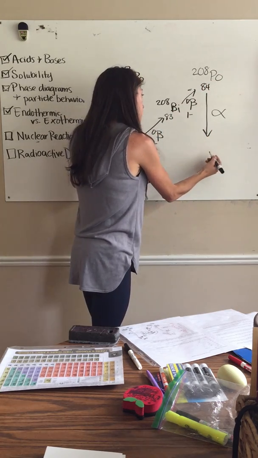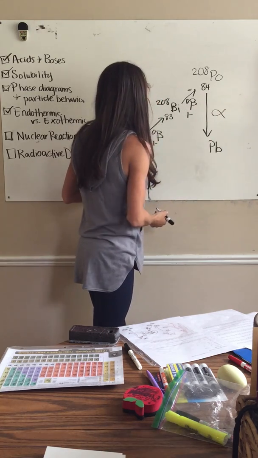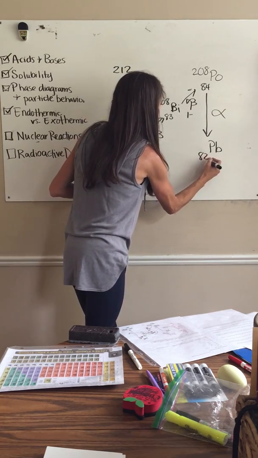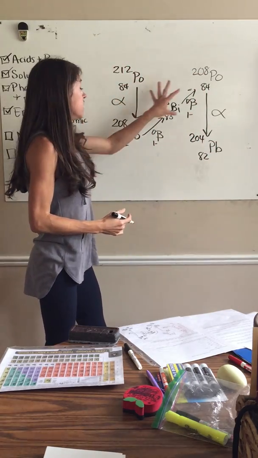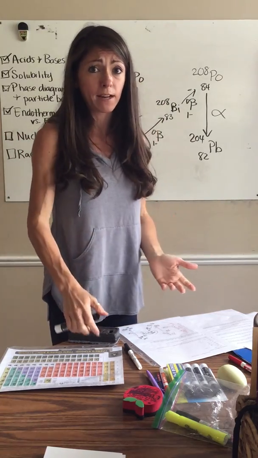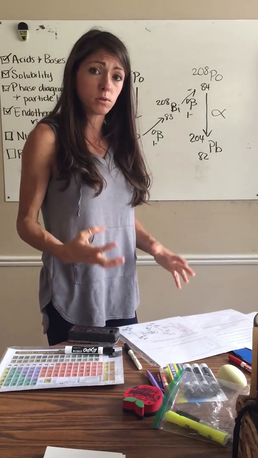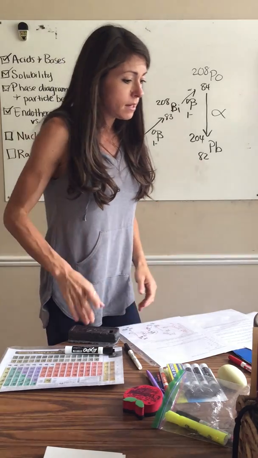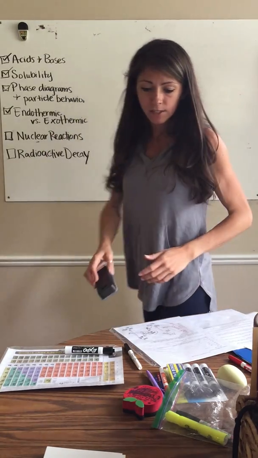And then right here, this would end up being lead, because we're going to go through alpha, down 2 to 82, and then down 4, 204. And so you basically have this series or chain of decays occurring, whether it's alpha or beta, but those are the two you need to focus on, knowing the difference between them and applying them. So that's going to be your nuclear reactions.